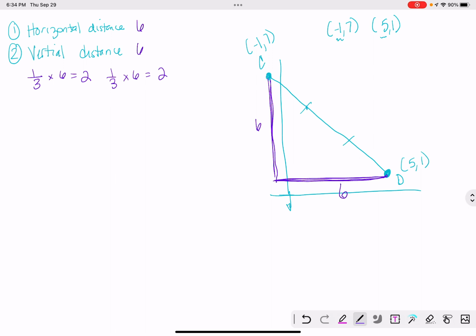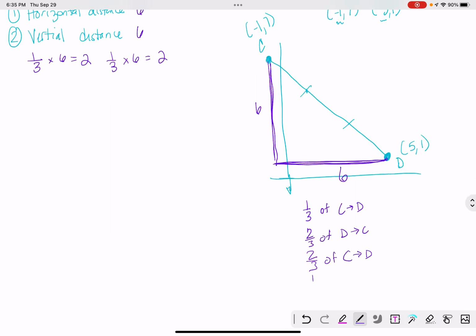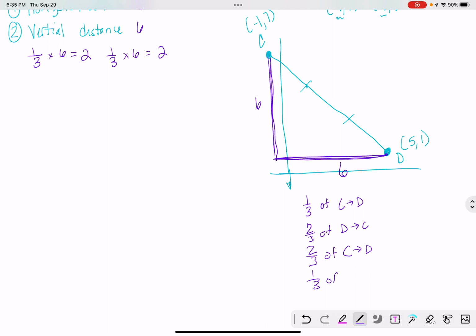Okay? All right. Now we are going to take our distances and we're going to add our initial value. So notice how our problems ask for, I'm going to write our problems down here. 1/3 of C to D, 2/3 of D to C, 1/3, oh, the next one was 2/3. Let's keep it exactly how they have it. 2/3 of C to D, and then 1/3 of D to C.